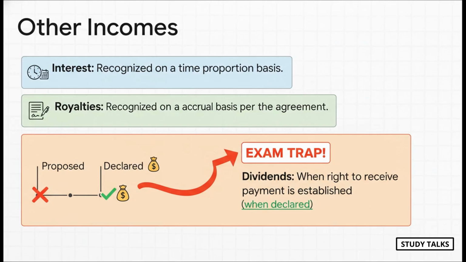Royalties, you just follow what the agreement says on an accrual basis. But dividends, ding, ding, ding, this is a huge ICAI trap. You book the revenue when the dividend is declared, not when it's just proposed. The moment you have the legal right to receive it, that's when it hits your books. Get this wrong, and you're just giving away precious marks.